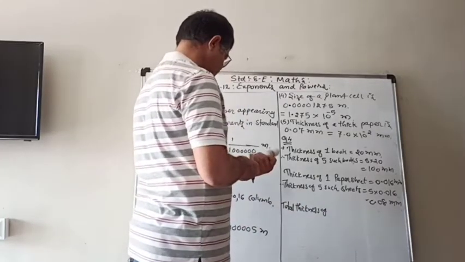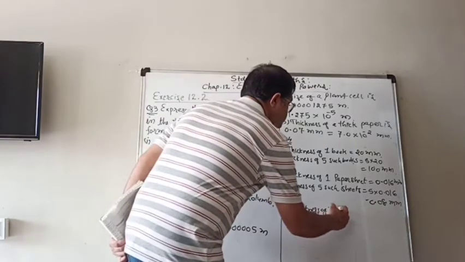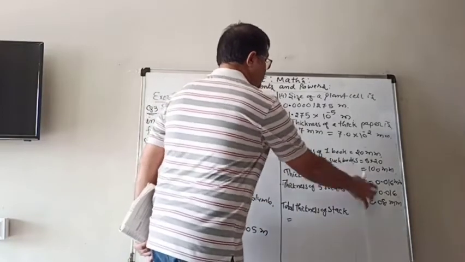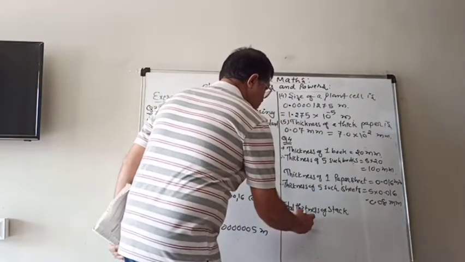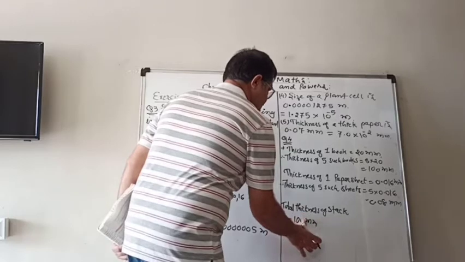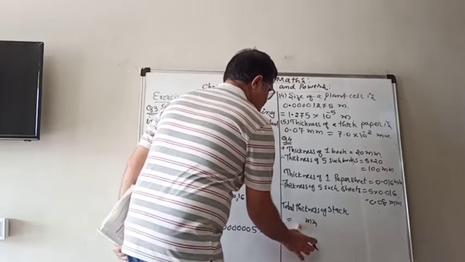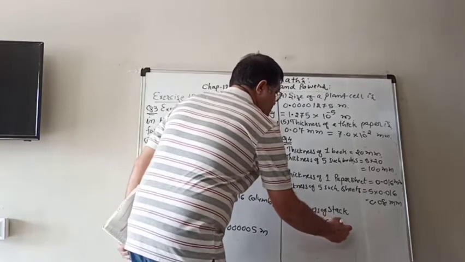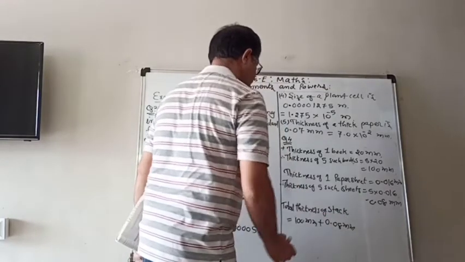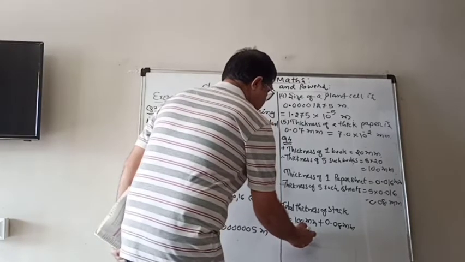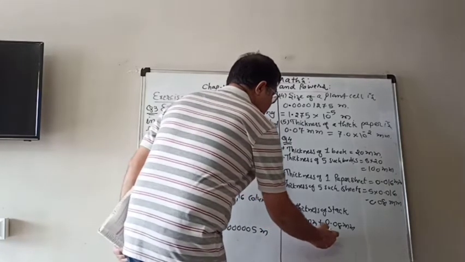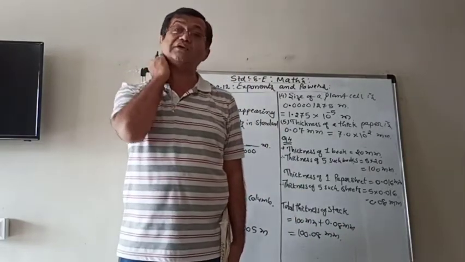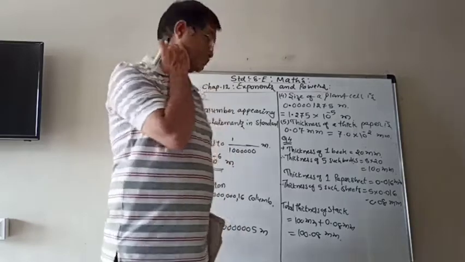Now total thickness, thickness of the stack is equal to, we have to add them, means 100 millimeter plus 0.08 millimeter. Then if we add, it will be 100.08 millimeter. But now we have to write it down in the standard form.